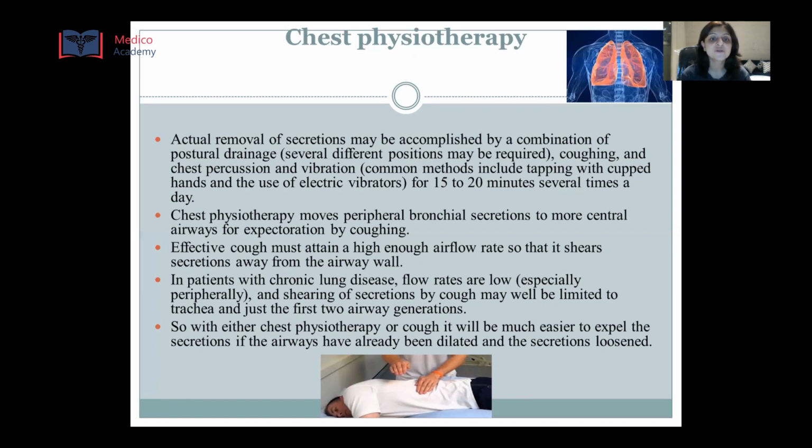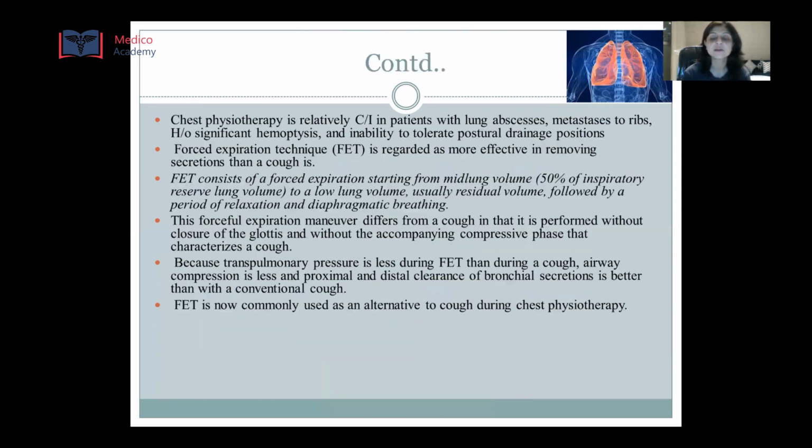The effective cough must attain a high enough airflow rate so that it shears the secretions away from the airway wall. In patients with a chronic lung disease, flow rates are low, and shearing of secretions by cough may well be limited to the trachea, just the first two airway generations maybe. So with either chest physiotherapy or cough, it will be much easier to expel the secretions if the airways have already been dilated and the secretions have already been loosened.